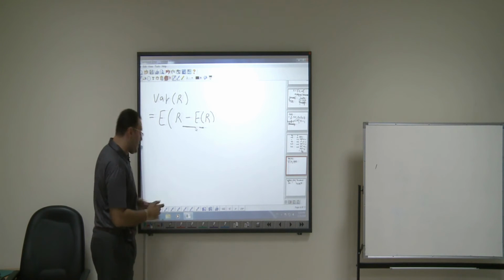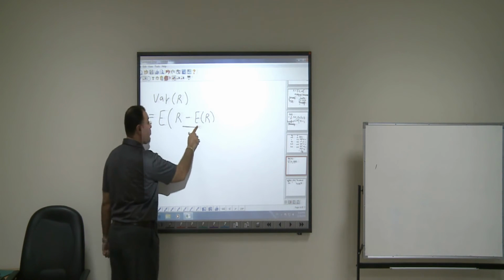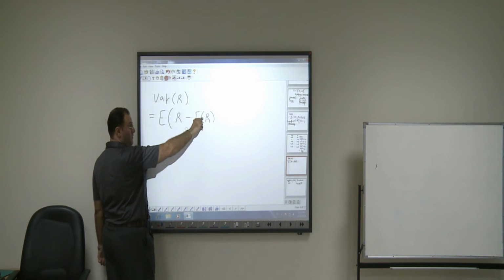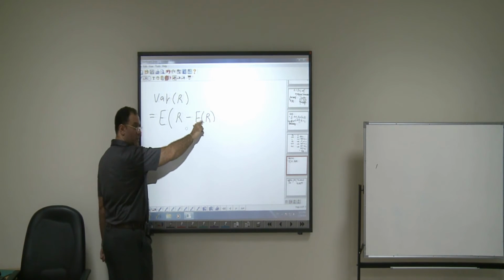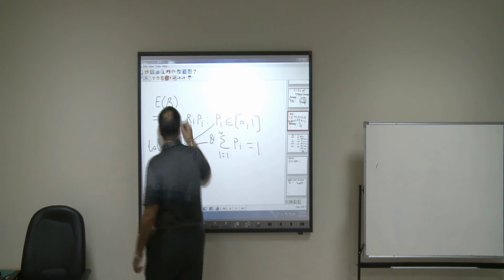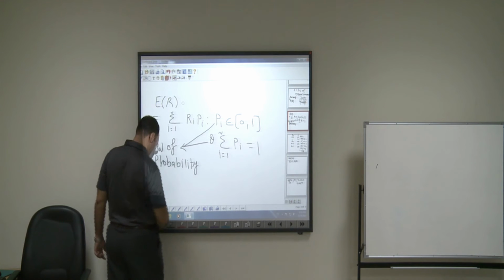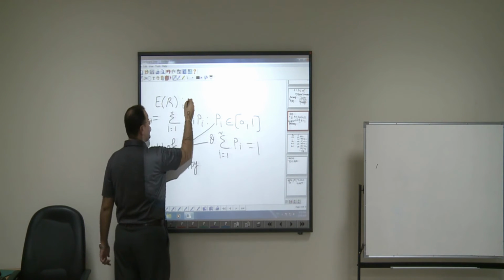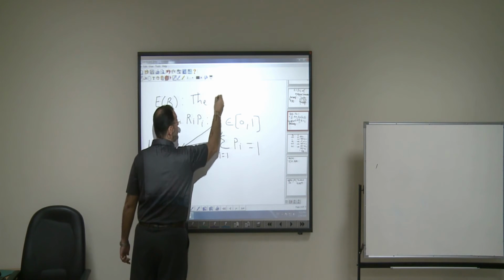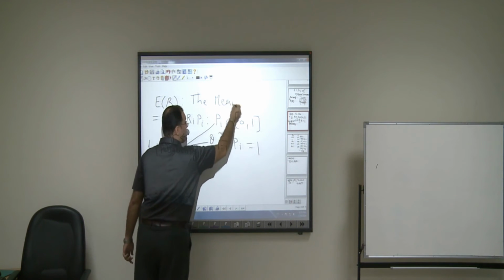So we're not going to be working with the distance. We're going to be working with the square distance. This is the deviation from the most likely. And let me call it the mean, by the way. Let me call the most likely value the mean.